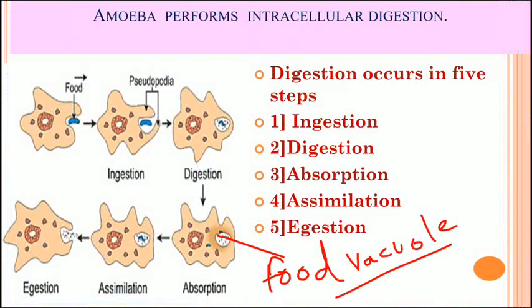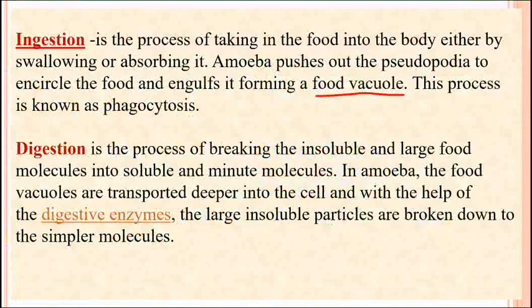Now amoeba engulfs the microscopic food particle by forming pseudopodia around it. Pseudopodia are the temporary processes which help in locomotion and food capture. So the pseudopodia then encircle the food and engulf it, forming a food vacuole. Okay, now further processes take place inside the food vacuole also, and this process of ingestion is known as phagocytosis.